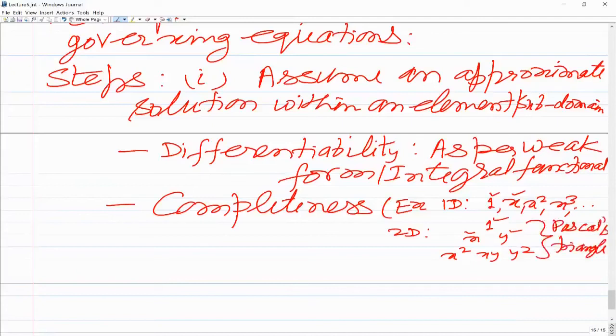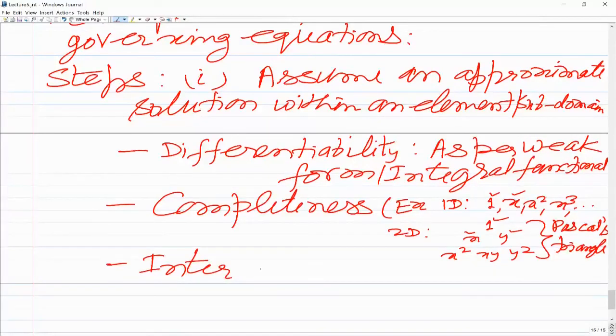So all the terms, that means whatever is the highest power of these independent coordinates present in the approximate solution, all the lower power terms should also be present. That is known as the completeness requirement. And then the third requirement is inter-element compatibility.